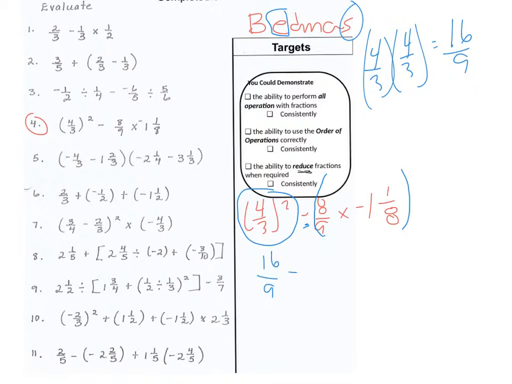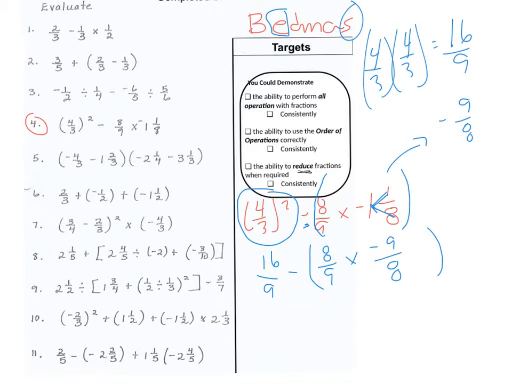And I'm going to subtract. I'm going to put those brackets in. You don't have to, but I'm going to. I'm going to convert 1 1/8 to an improper fraction. So go 8 times 1 plus 1, which is 9/8. So we have 8/9 multiplied by negative 9/8.